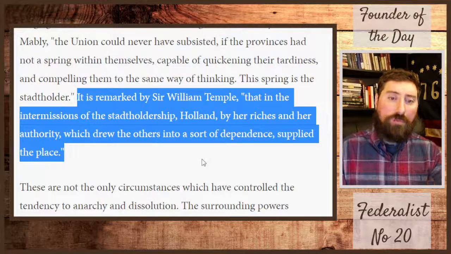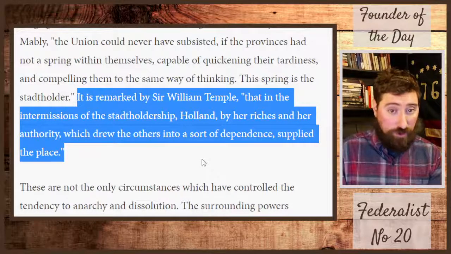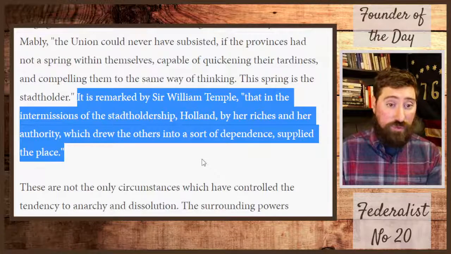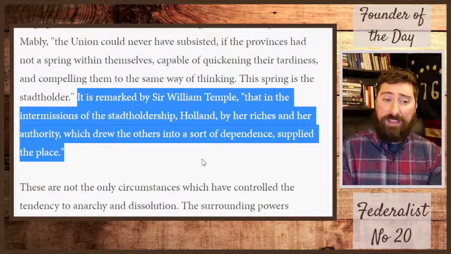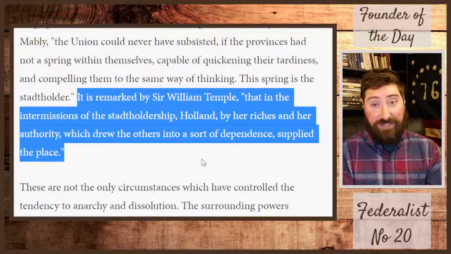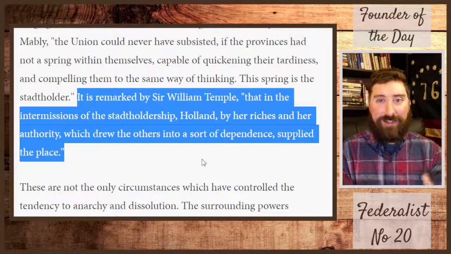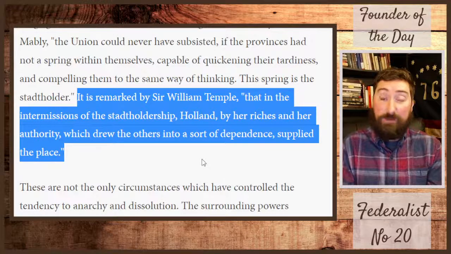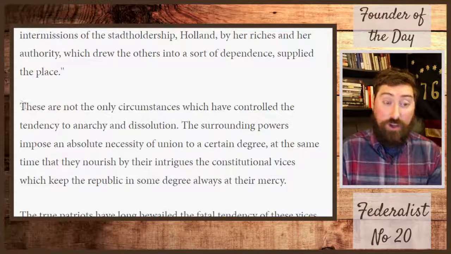"It is remarked by Sir William Temple that in the intermissions of the stadtholdership, Holland, by her riches and her authority, which drew the others into a sort of dependence, supplied the place." So, when a prince passes away, they need to find a new prince, even though it's hereditary. Oftentimes there's no male heir and it's a little tenuous. Holland just steps in and takes over and says, we're in charge now till we figure this out. Because they're powerful and the other states are dependent on them.